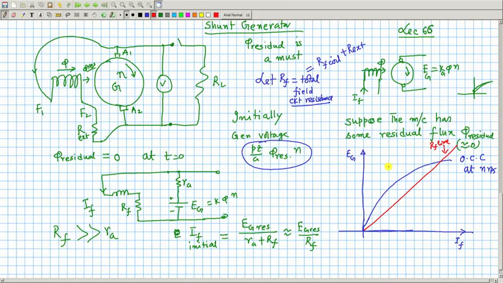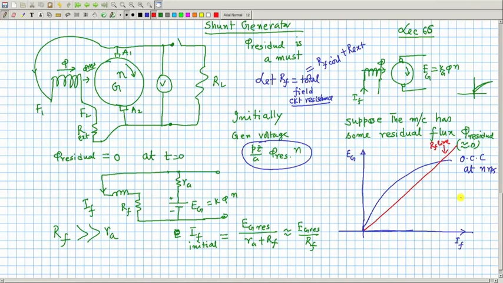Mind you, it has nothing to do with machines etc., just the VI characteristics of this field coil. That is, you have applied some known voltage here, what is the current? Applied a higher voltage, what is the current? VI characteristics of a resistance RF total. So, that characteristic I will superimpose on this OCC of a separately excited DC generator.